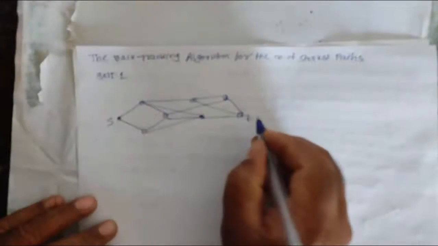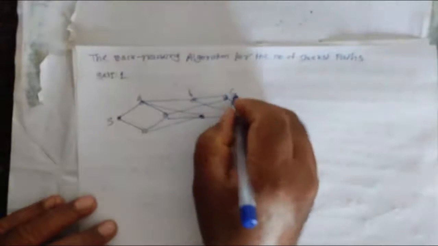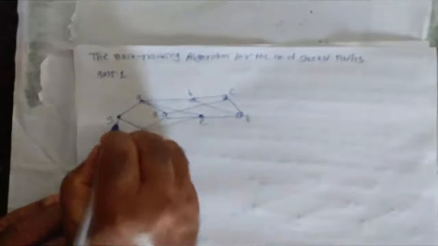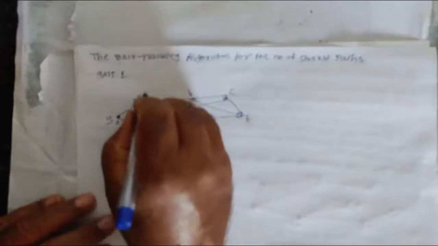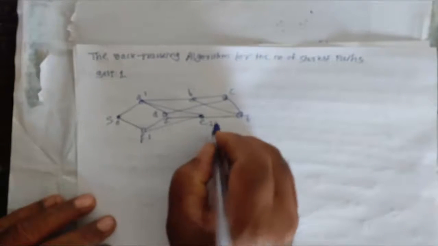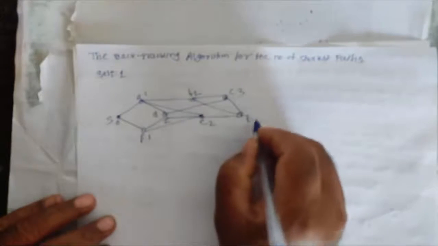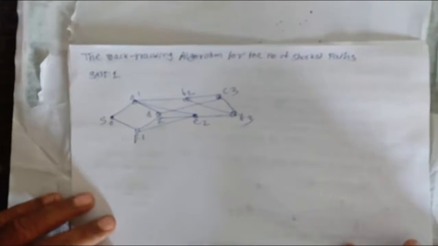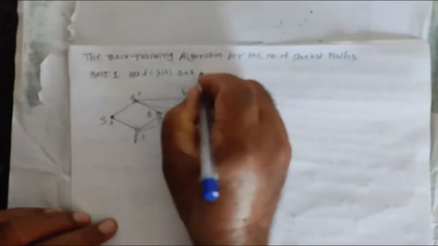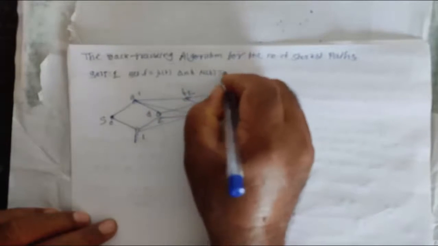Here, S, T, A, B, C, D, E, F with levels 0, 1, 1, 2, 2, 2, 3, 3. First step: set I equal to lambda of T. Here I is equal to lambda of T, and mu of T is equal to 1.